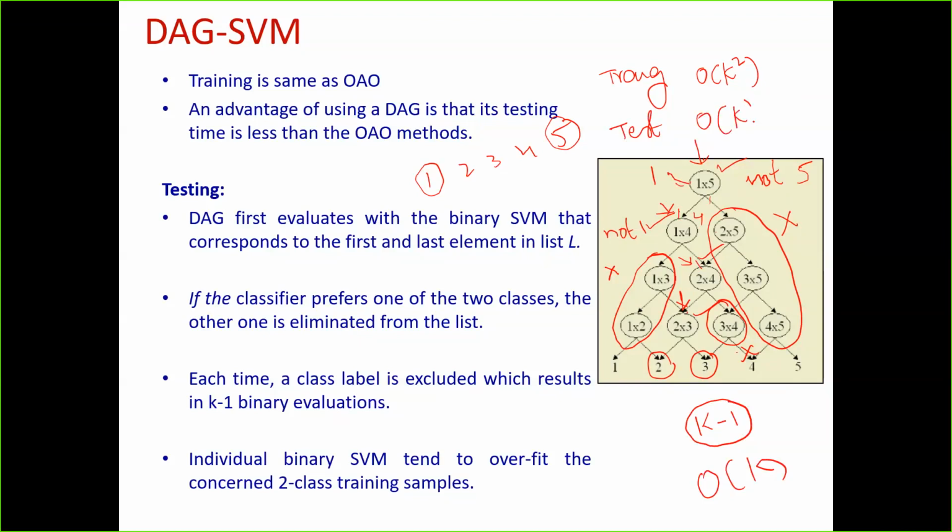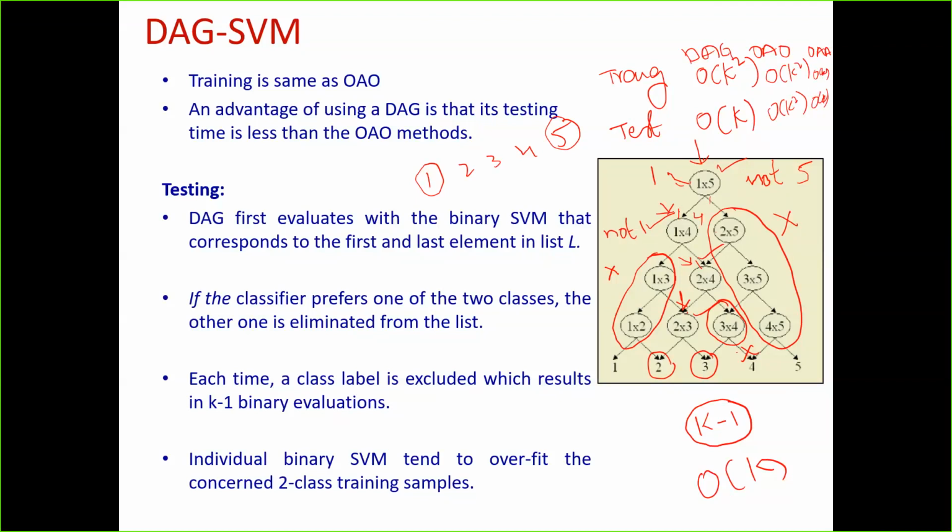Can you compare it with OAO? OAO training complexity is order of k square, and testing is order of k square. Can you compare it with OAA? Order of k and order of k. Right? So the testing complexity is reducing, while the training complexity is still the same, order of k square.